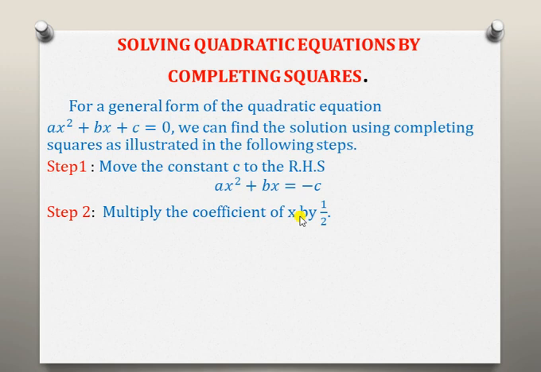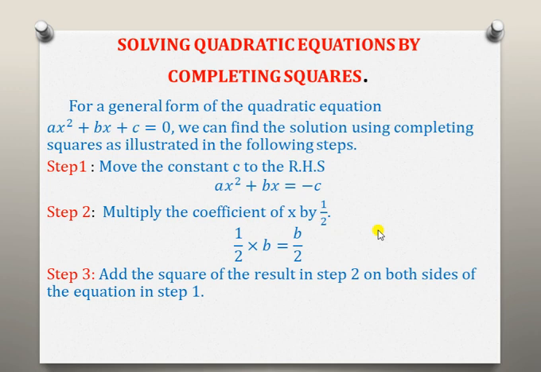Let's look at step number 2. Multiply the coefficient of x by a half. Now this is a concept that you have to grasp. You have to simply multiply the coefficient of x by a half. In this case, what is the coefficient of x? It is simply b. So when you get b times a half, you will get b out of 2.